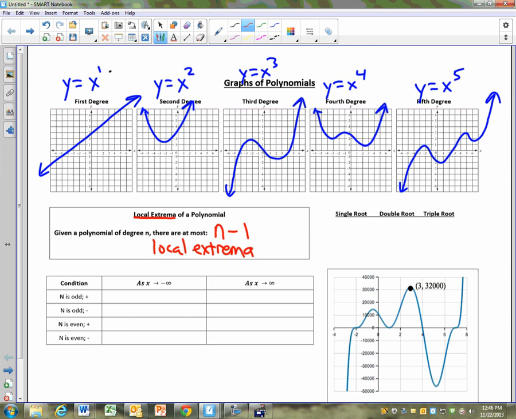So if you look, this has 4 extrema, mins and maxes, and it's a 5th degree. This has 3 min-maxes, 4th degree. So it's always the degree minus 1. At most, because you could have situations where they have less, but at most, that's the number.